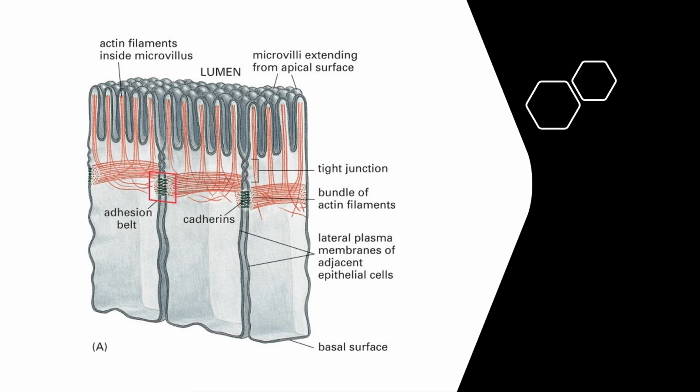So this image shows the structure where you can see the catenins, the adhesion belt, the lumen, and the actin filaments that are inside the microvillus. Further, there are also microvilli that extend from the apical surface. And as the diagram suggests, there are also tight junctions that are found along the side of the bundle of the actin filaments. So there are lateral plasma membranes of adjacent epithelial cells and the basal surfaces.